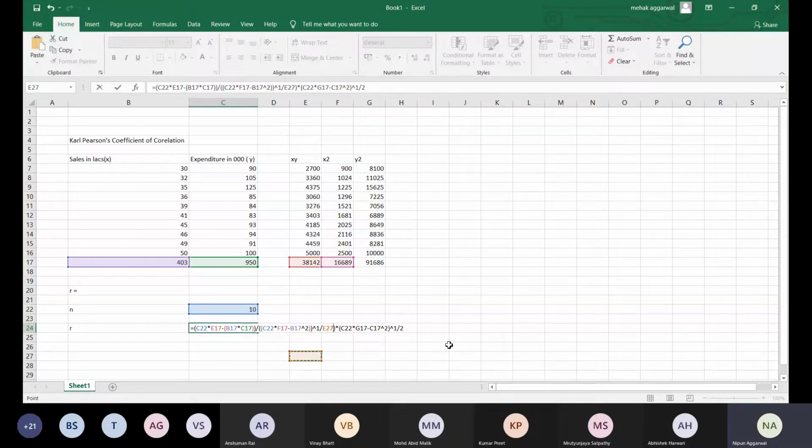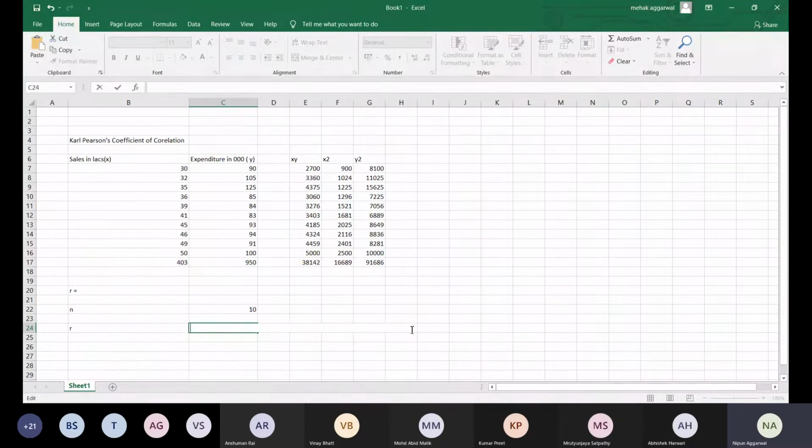We will solve the numerator separate and the denominator separate. That we can do because it is a longer formula. Then the numerator becomes n summation xy, which will be equal to n into summation xy minus of summation x into summation y. So that becomes your numerator. So this is the numerator.